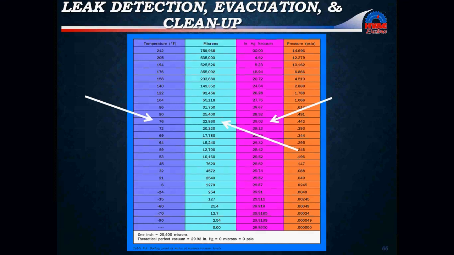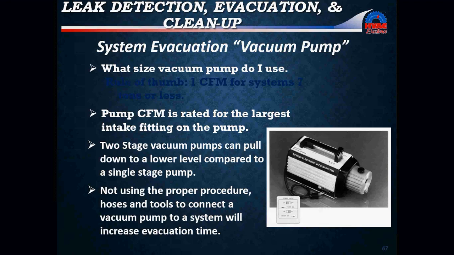Okay? A manifold low side gauge will not indicate an accurate vacuum level. We should never, ever, ever just go off of what your low side gauge says. All it's indicating is that we are in a vacuum. That's all it indicates. It's not telling us what we are actually at in regards of microns.